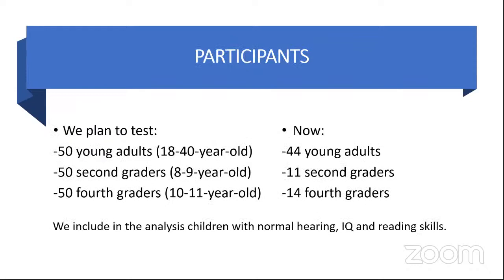We plan to test 50 participants in each group. However, now we have only 44 young adults, 11 second graders, and 14 fourth graders. Prior to the experiment, we assessed children's hearing, intelligence with Raven's progressive matrices, and reading skills.